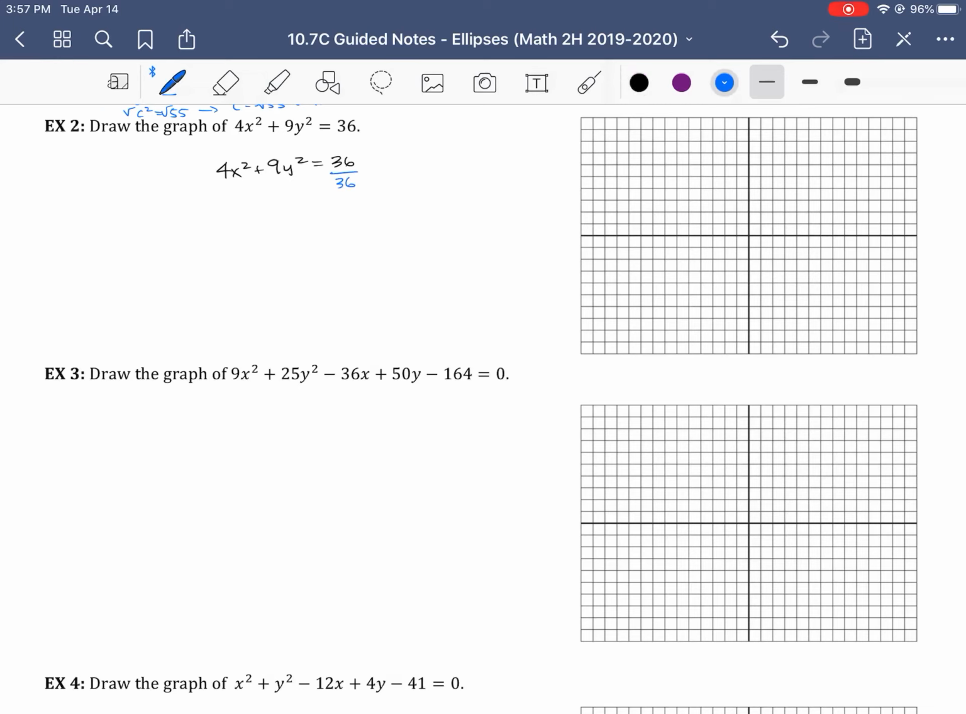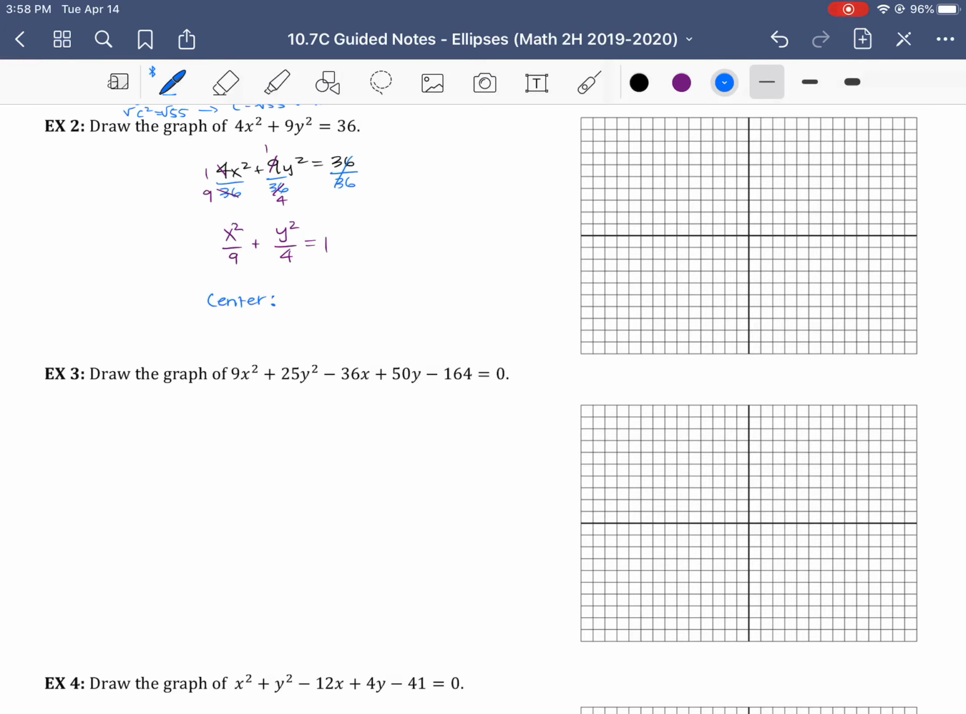So if we just take this and we say, well, it's equal to 36 right now, so let's divide everything by 36. And we have to make sure if we divide one term, we divide all terms. And then we simplify. So 4 goes into 4 once, it goes into this 9 times, and that would leave me with just x squared over 9. Here in the middle, 9 goes into 9 once and into 36 4 times. So this is y squared over 4, and now it's equal to 1.